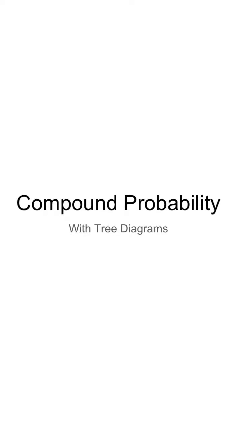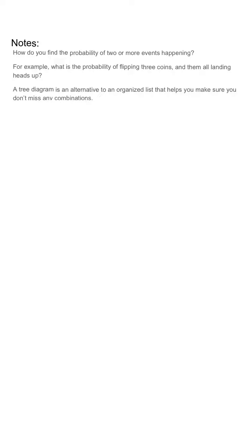In this video, we're going to learn how to find the probability of compound events where you have more than one thing happening. So how do you find the probability of two or more events happening? We're going to use something called a tree diagram. So let's use an example we've already looked at before. What's the probability of flipping 3 coins and them all landing heads up?